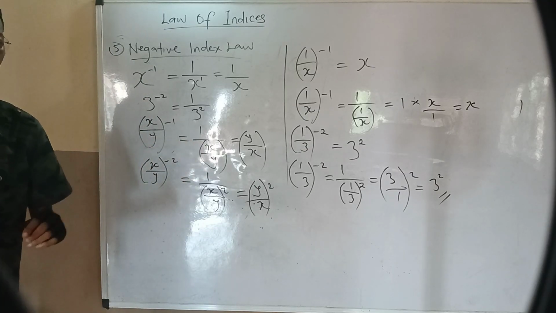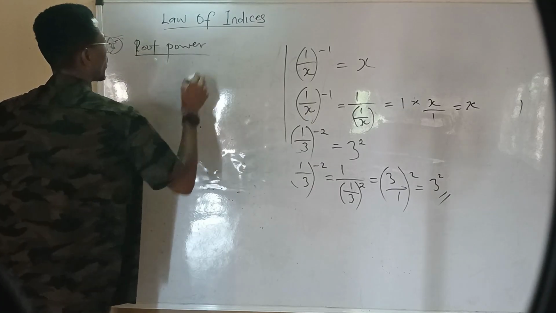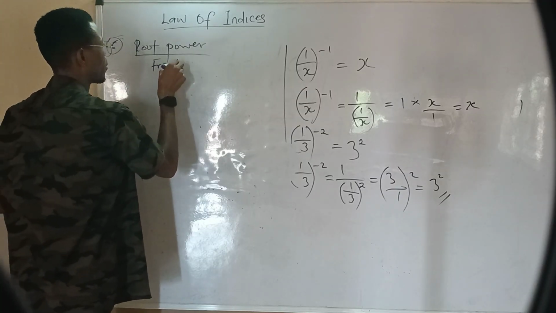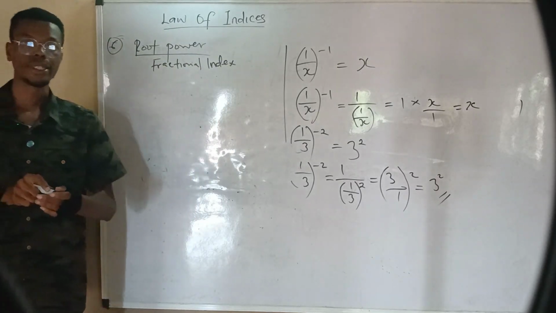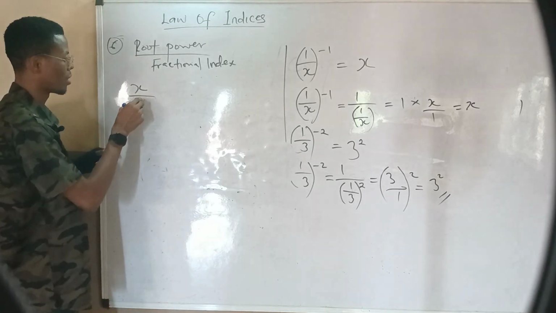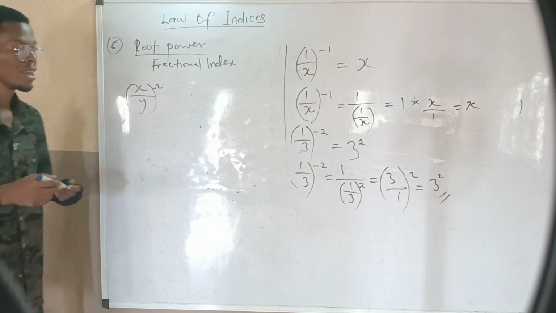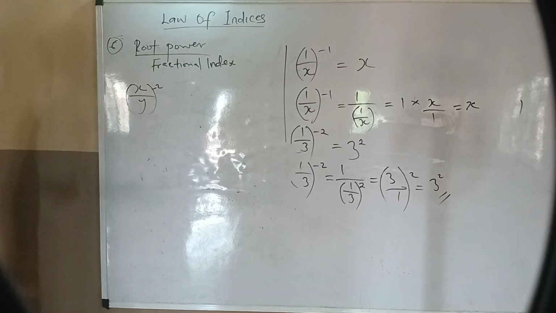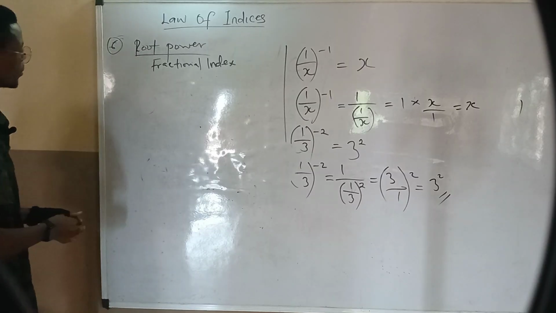Well, let's quickly look at the last law we're going to be looking at here, the law called the root power, or fractional index. Now, we looked at cases where our base is a fraction, like x over y raised to the power of maybe 2 or negative 2, right? Like this, right? Now, let's look at a case where our index now is a fraction. So that is what results to what? The root power. So when index is a fraction, it gives us root power.